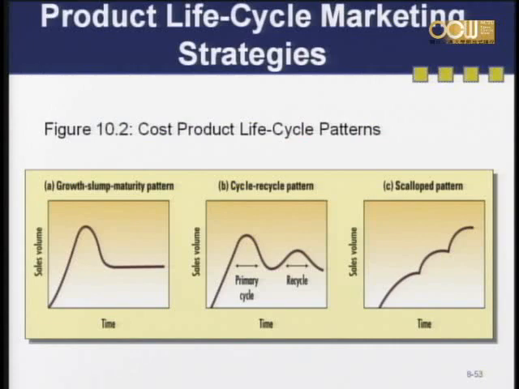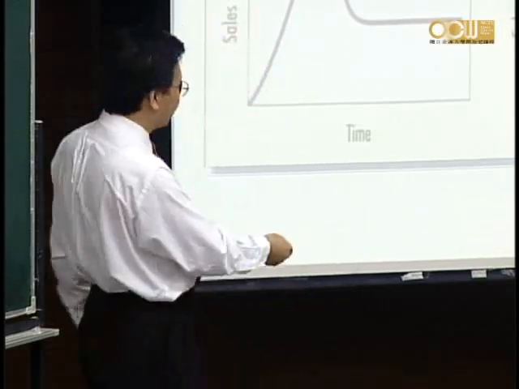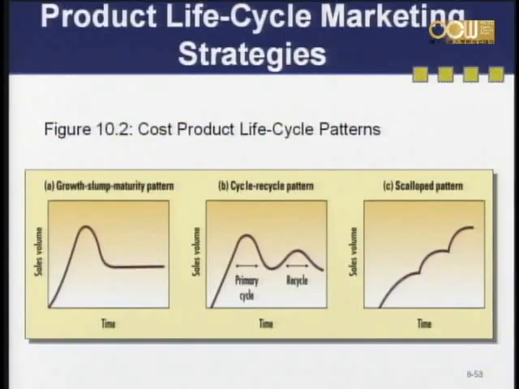Then scale-up is just like this. I think the book mentioned nylon, some kind of material that starts to find new applications. Nylon in the very beginning was used for fishing wire, later for pantyhose, later for parachutes. So it moves from consumer goods to industrial goods. These are called scale-up patterns.